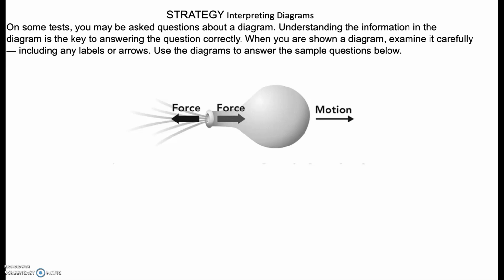The very first thing you want to do when you see a reading passage with a diagram is to look at the diagram and decide what is going on in this diagram. If we look here, we see this object that looks like a balloon, and we see it's labeled with a force moving to the right and a force moving to the left. And we also see that the motion is to the right. And it looks like there's a bunch of little tails here indicating that air is being blown out of the balloon, and therefore the balloon is moving to the right.